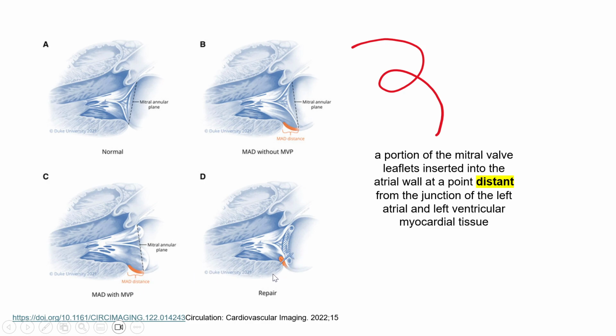And why is it important to measure it? Because it can potentially alter your technique of repair. So simply, there is origin of the mitral leaflet component, or the leaflet itself, at a point distanced from the junction of the left atrial and left ventricular myocardial tissue.